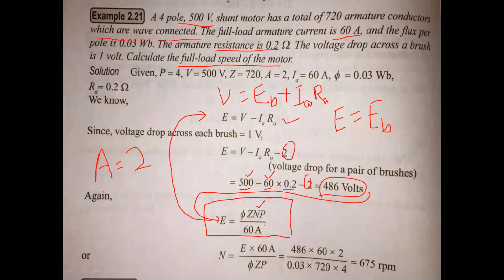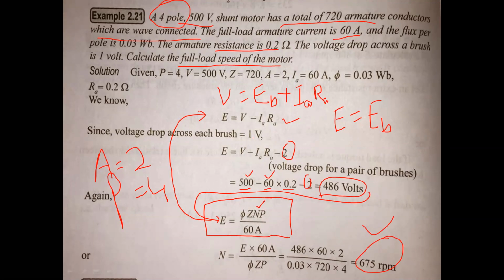So then flux value 0.03. Total number of conductors Z value 720. Number of poles 4. So therefore speed equal to 675. Speed equal to 675. So that is the full load speed of the motor at a given value of armature current 60 amperes. So this is the problem based on DC shunt motor.